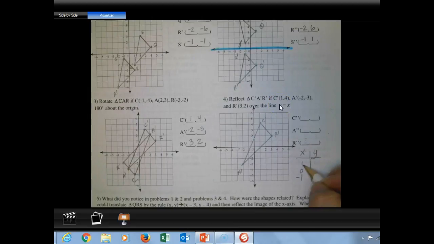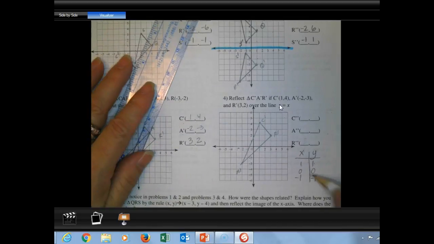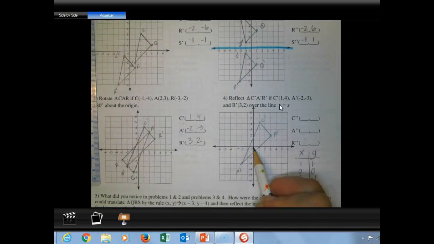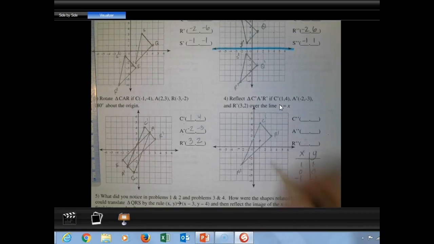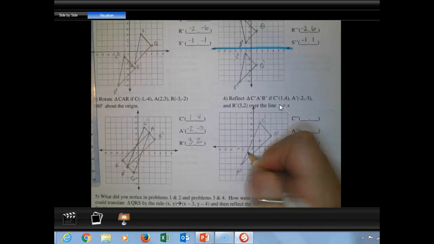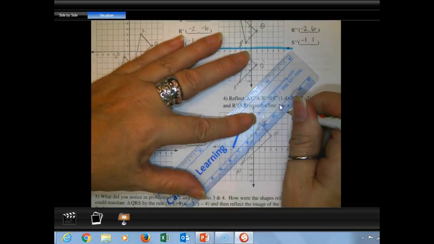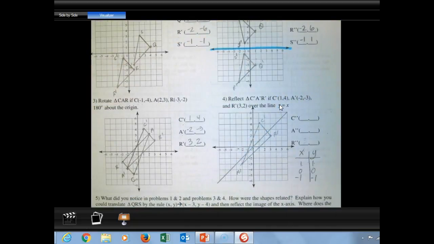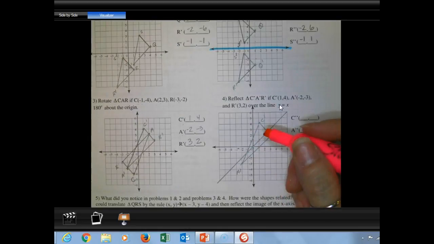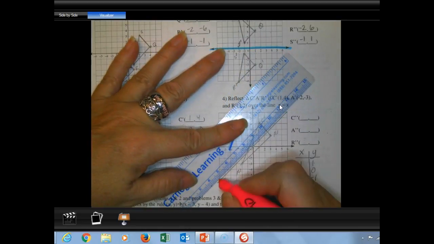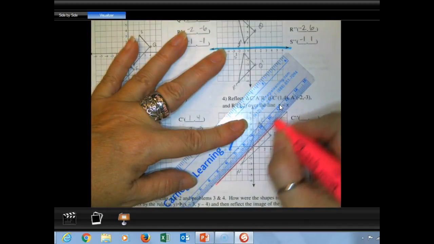So if y is equal to x, what's my y going to be if x is 1? 1. What's my y going to be if x is 0? What's my y going to be if x is negative 1? So then I can plot these points. From my point of origin, (1, 1), (0, 0), (negative 1, negative 1). So this gives me a nice clean line that is diagonal. That's y equals x. So I'm going to take my highlighter, going to pink. I'm going to highlight my line of reflection.